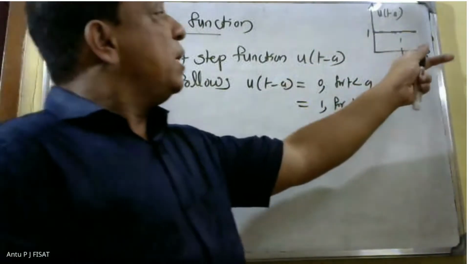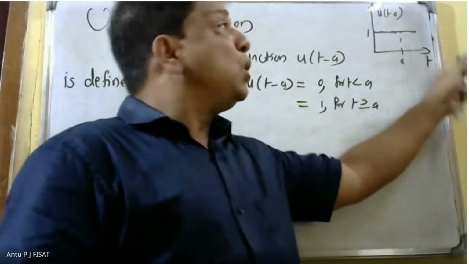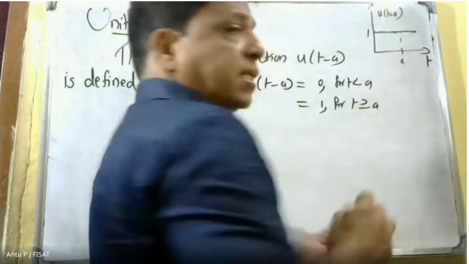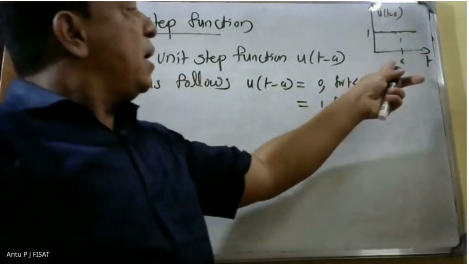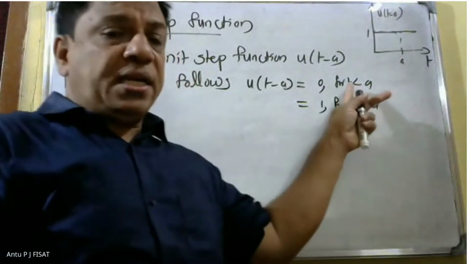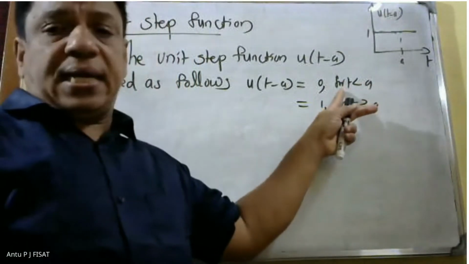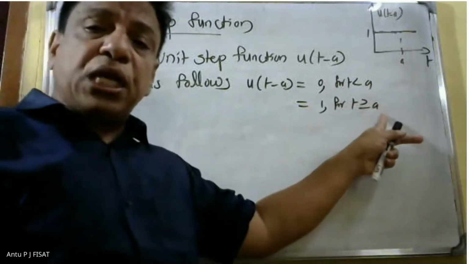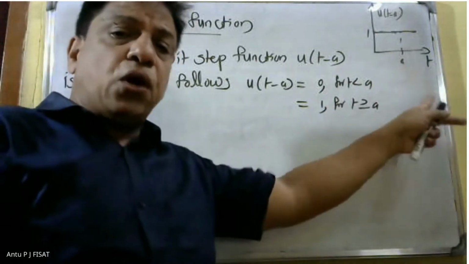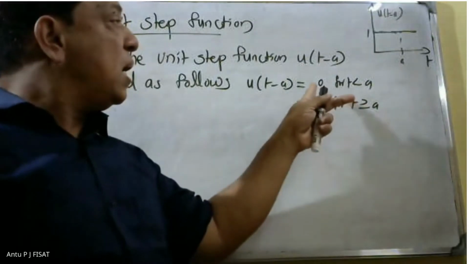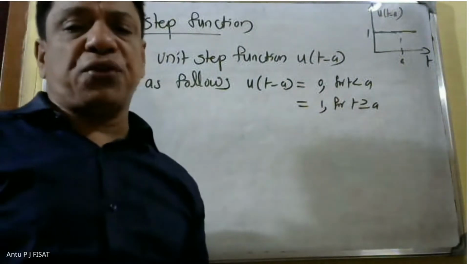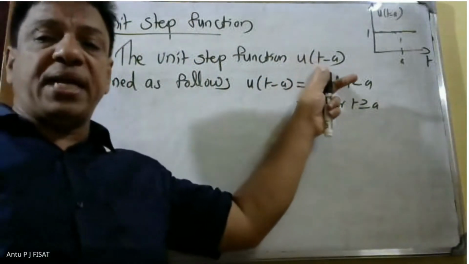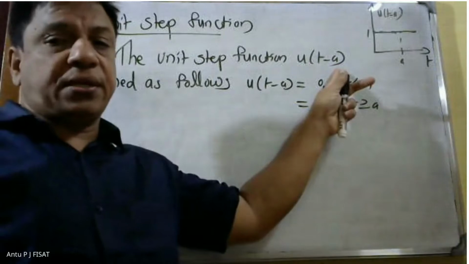Here in the graph, t is along the x-axis and u(t - a) is along the y-axis. When the value of t is less than a, the function value will be 0. For t greater than or equal to a, the function value is 1. This is the definition of the unit step function, represented as u(t - a).